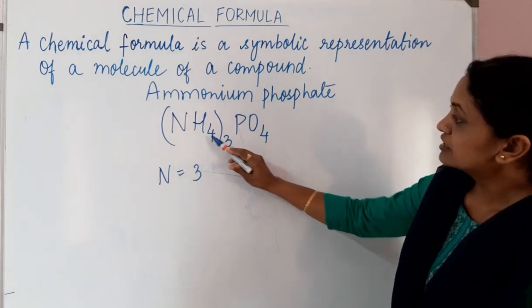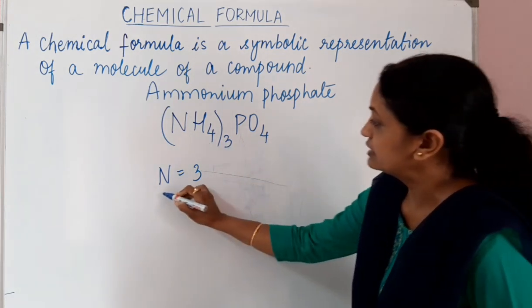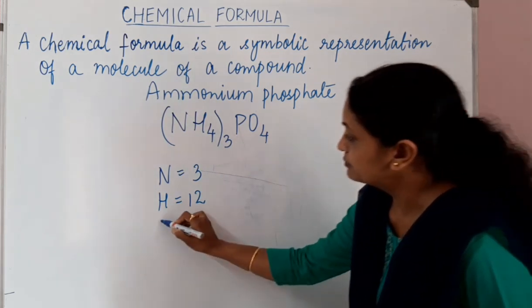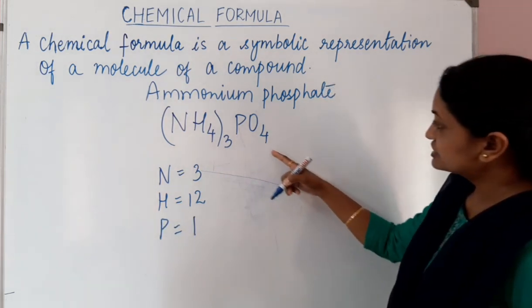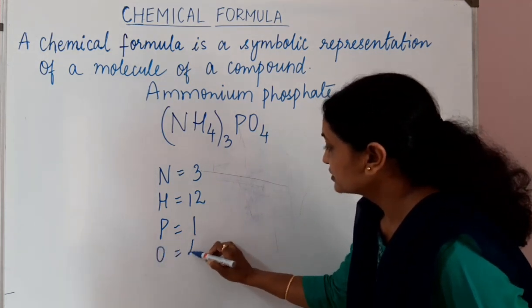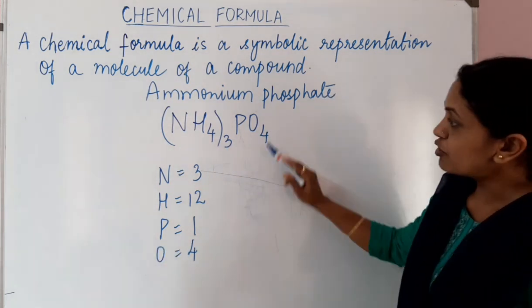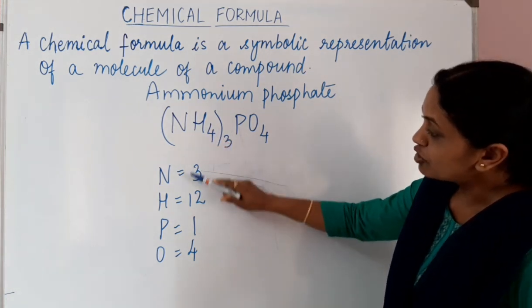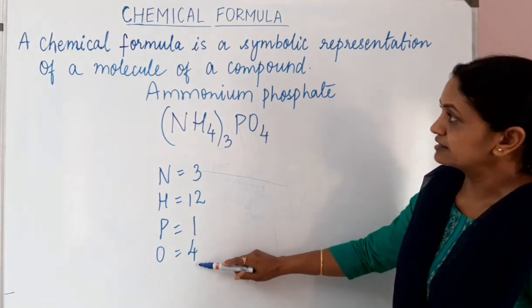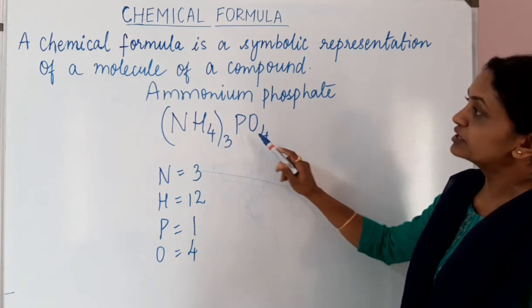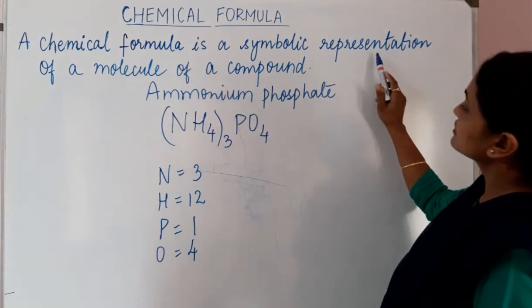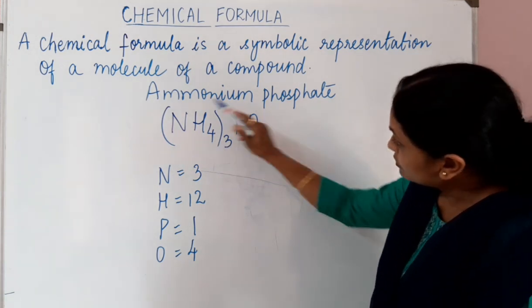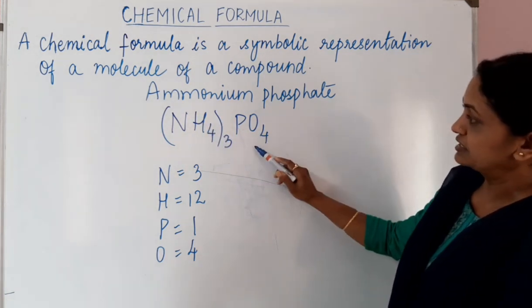Then hydrogen, here we have to multiply. 4 3s are 12. So 12 atoms of hydrogen are there. Phosphorus is just 1 atom and oxygen is 4 atoms. So this formula tells us how many atoms of each element are present in it. So this is known as a chemical formula. And what is this? It is a symbolic representation. So with the help of symbols we have represented one molecule of ammonium phosphate, right?